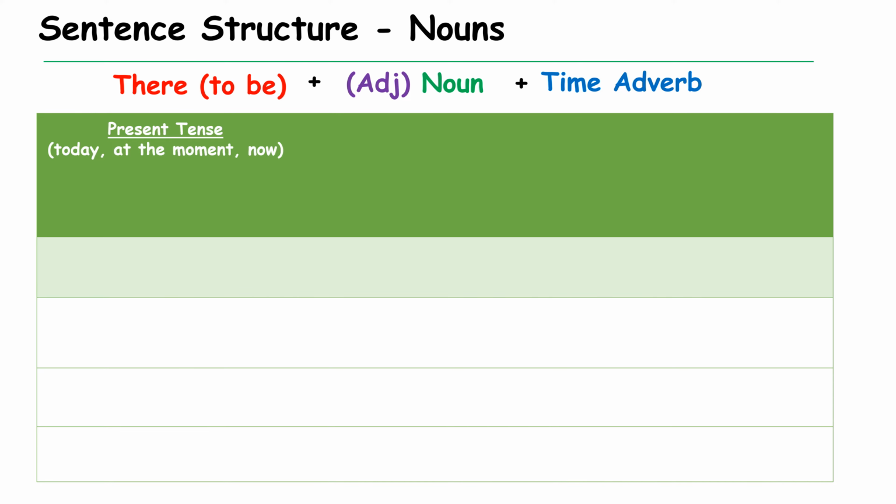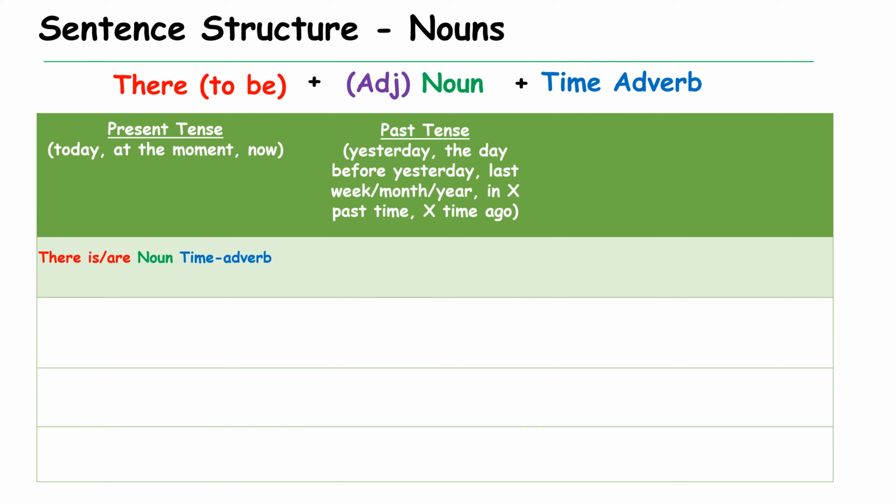In that case, your sentence structure will be as follows: There is or there are, noun, and time adverb. If you have time adverbs like yesterday, the day before yesterday, last week, last month, last year, in X past time, or X time ago, it means you're referring to the past tense, and your sentence structure will be as follows: There was or there were, noun, time adverb.